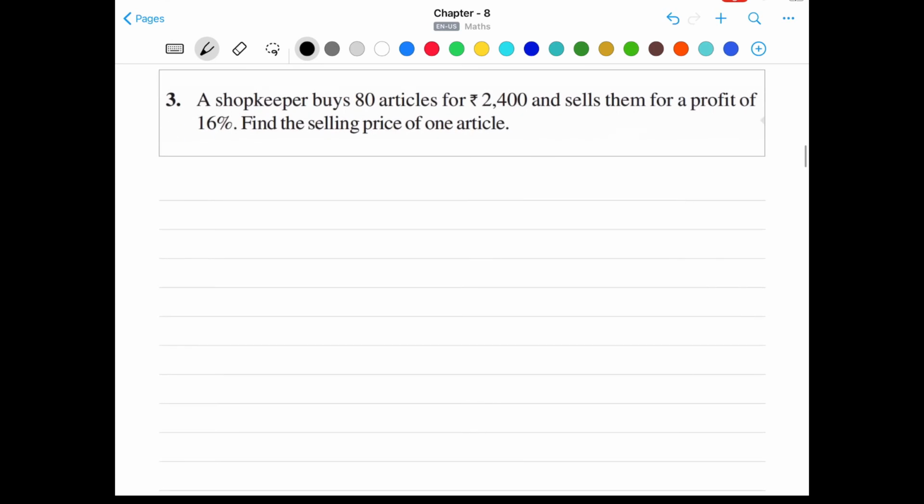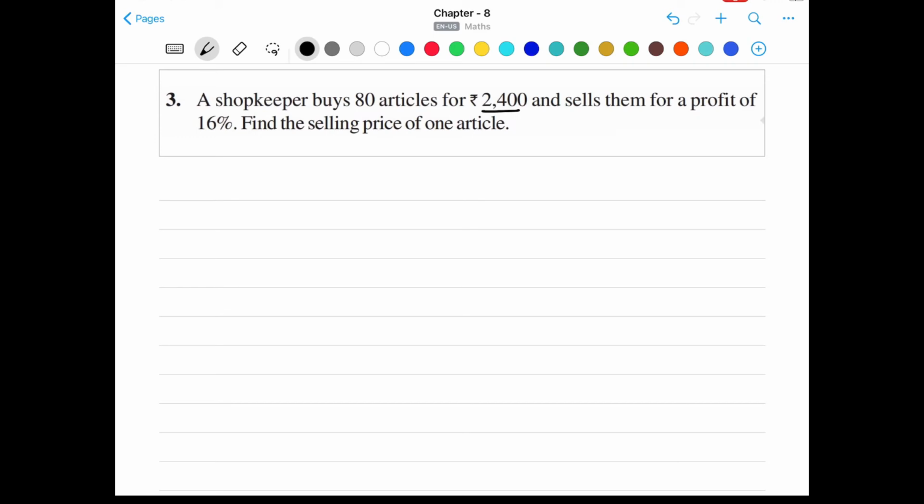Now let's move to question number 3, which is: a shopkeeper buys 80 articles for 2,400 and sells them for a profit of 16%. Find the selling price of one article. Okay, so we are given the total price of 80 articles. So by dividing this total price by 80, you will get the cost price of one article. Then the shopkeeper wants to sell it for 16% profit, so we'll calculate the profit of 16% on the cost price of that one article.